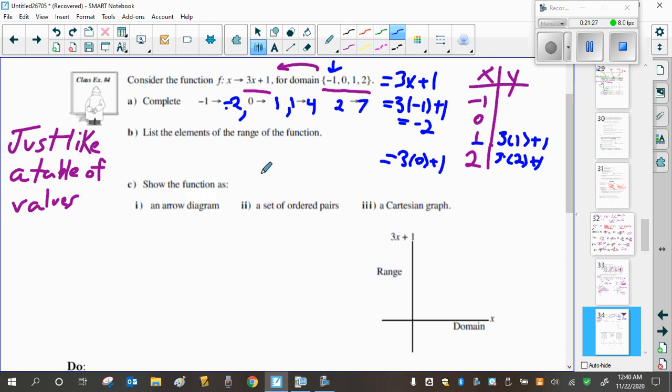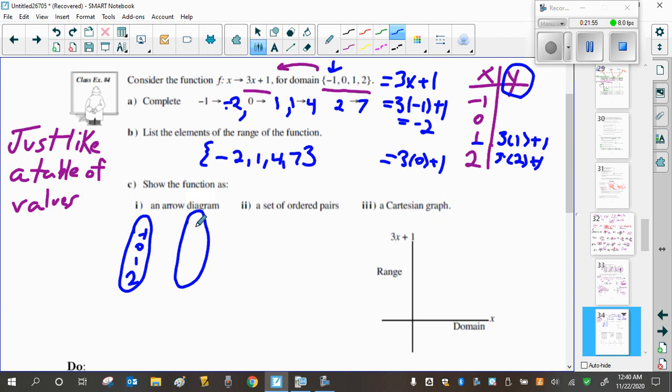So 2 goes to 7. The elements of the range, what are the numbers in A? So -2, 1, 4, 7. Sorry, the outputs, I should say, the y's, not these x's. And it's an arrow diagram. This is what an arrow diagram is. The x's go here, -1, 0, 1, 2. And they point to the y's, -2, 1, 4, 7. You're, of course, writing this as I am.